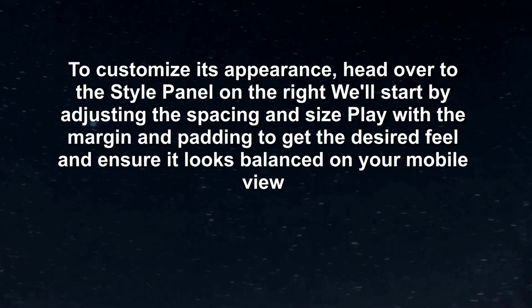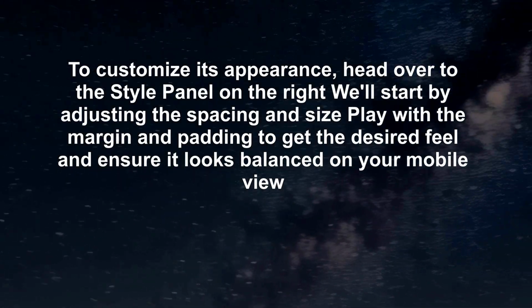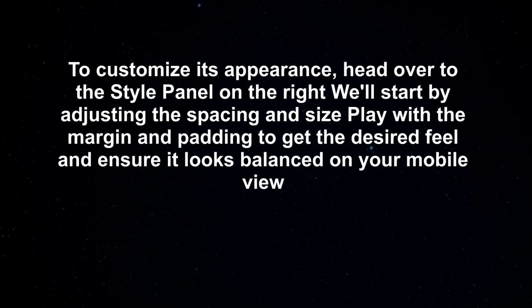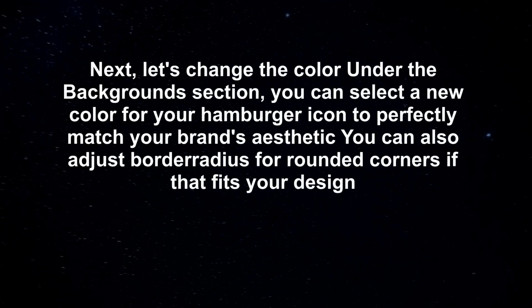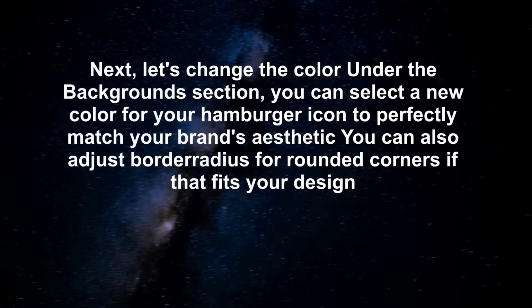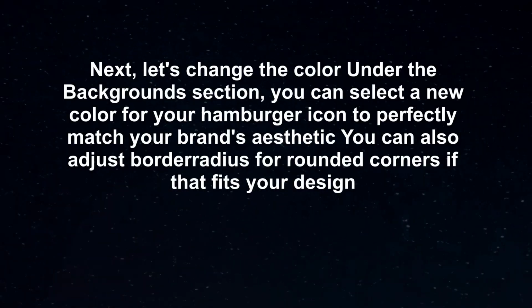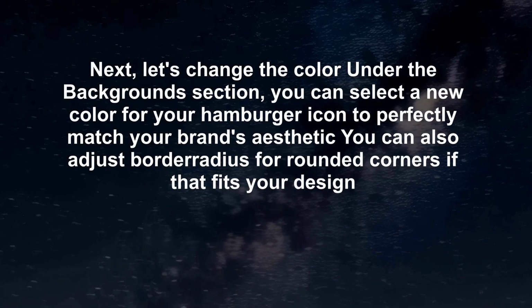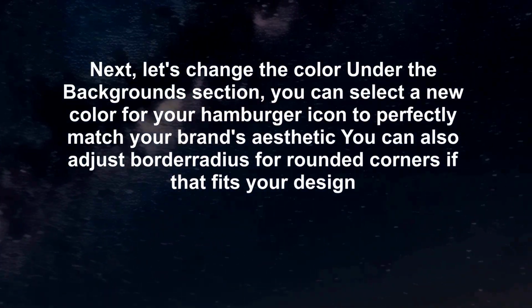We'll start by adjusting the spacing and size. Play with the margin and padding to get the desired feel, and ensure it looks balanced on your mobile view. Next, let's change the color under the background section. You can select a new color for your hamburger icon to perfectly match your brand's aesthetic. You can also adjust the border radius for rounded corners if that fits your design.